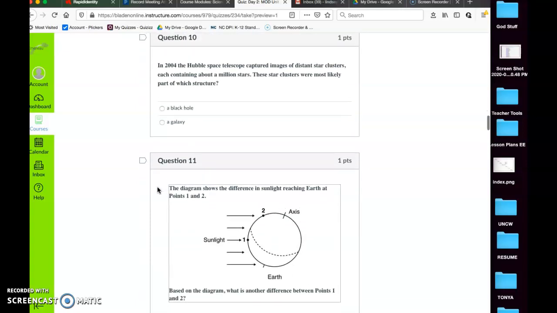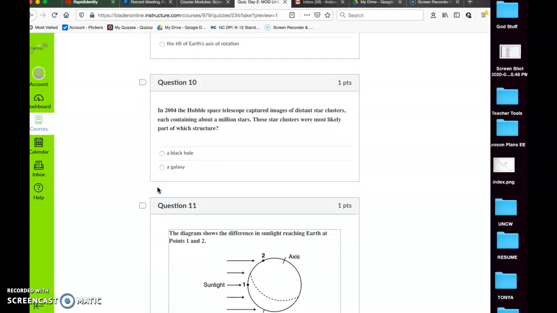Question number 10. In 2004, the Hubble Space Telescope captured images of distant star clusters containing about 1 million stars. These star clusters were most likely part of a black hole or a galaxy.